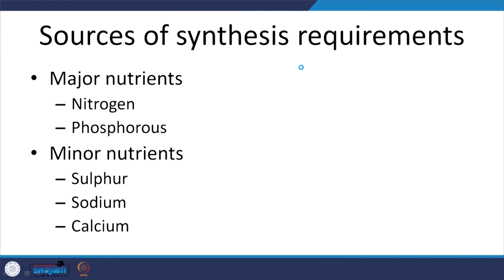So, what else do they require? One is energy, which we just looked at, and different electron acceptors lead to different amounts of energy. And then the synthesis requirement: what do they need? Similar to us, they need nitrogen and phosphorus. We typically take in nitrogen in the form of amino acids or proteins. Other nutrients are also required, such as sulfur, sodium, calcium and so on, but at much lower concentrations compared to nitrogen and phosphorus.